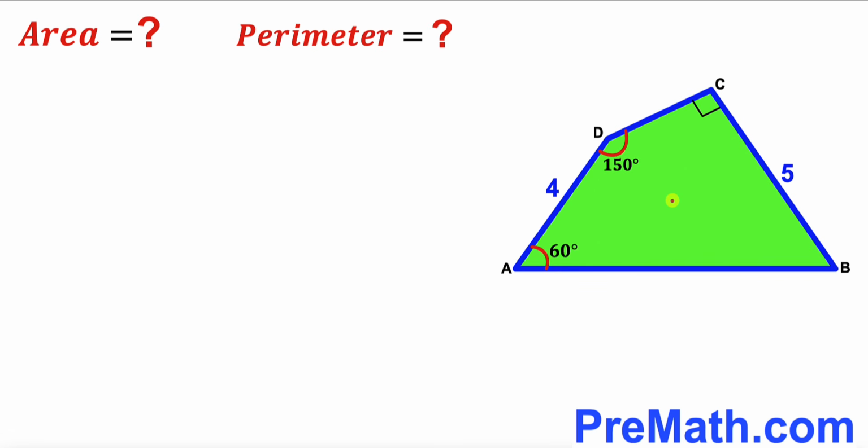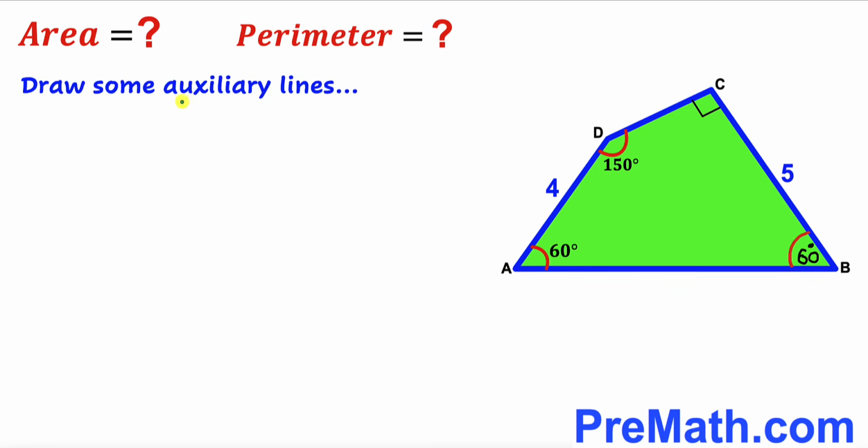Let's focus once again on this quadrilateral. We know this angle is 60 degrees, this angle is 150 degrees, and this angle is 90 degrees. Our task is to find the value of this angle. We know the sum of all interior angles in a quadrilateral is always 360 degrees. So this unknown angle turns out to be 60 degrees.